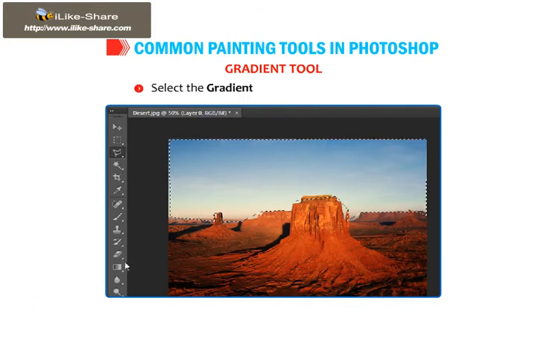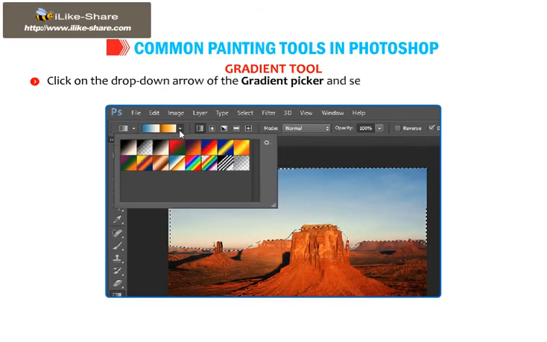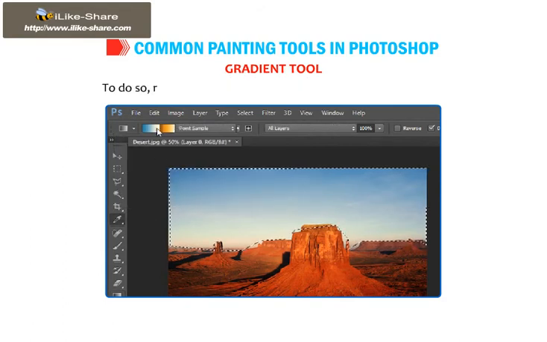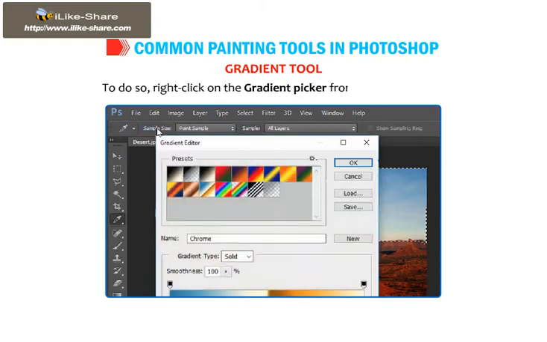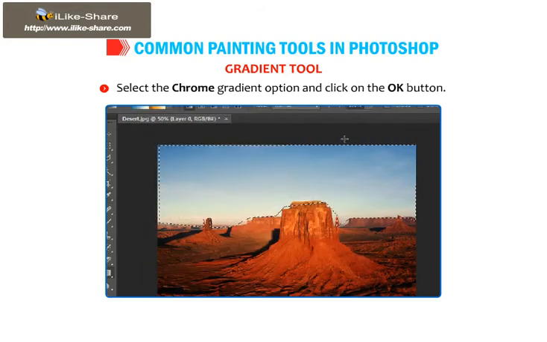Select the Gradient tool from the Tools panel. Click on the drop-down arrow of the gradient picker and select the desired one from the displayed option. You can also edit the gradient. To do so, right-click on the gradient picker from the options bar. The Gradient Editor dialog box will appear. Select the Chrome Gradient option and click on the OK button.